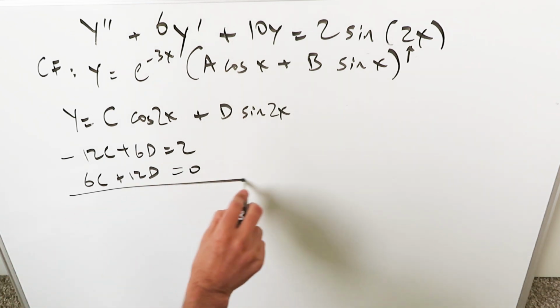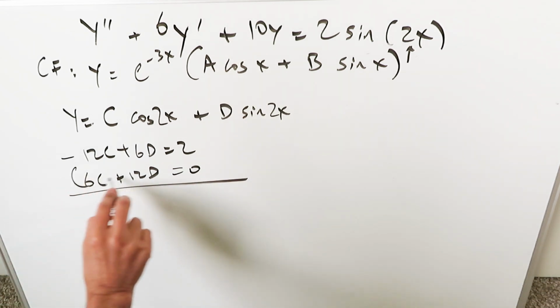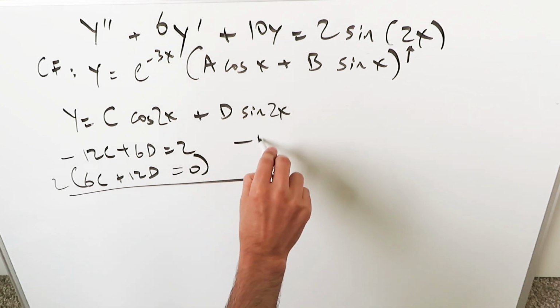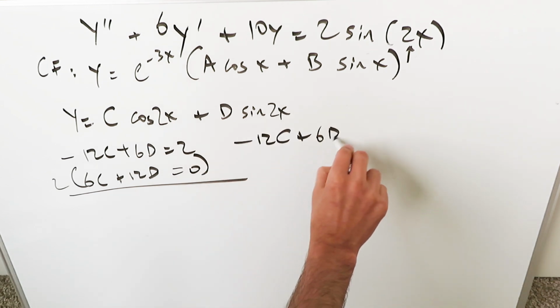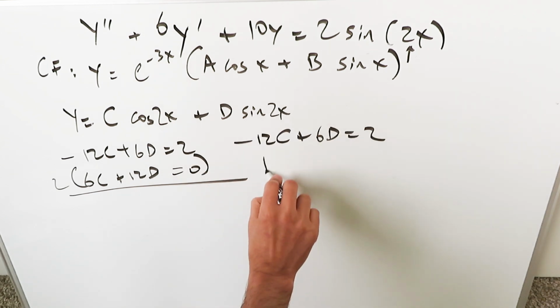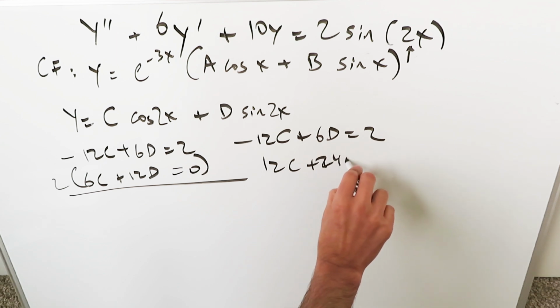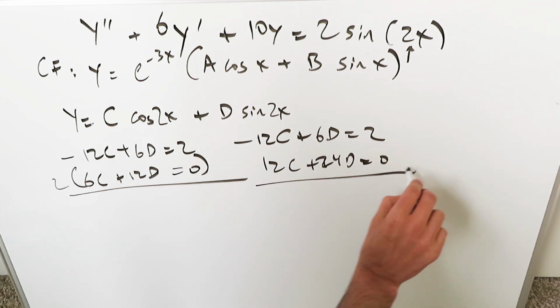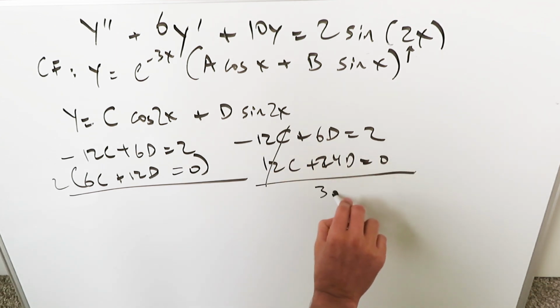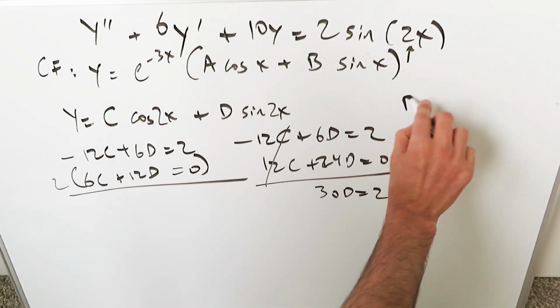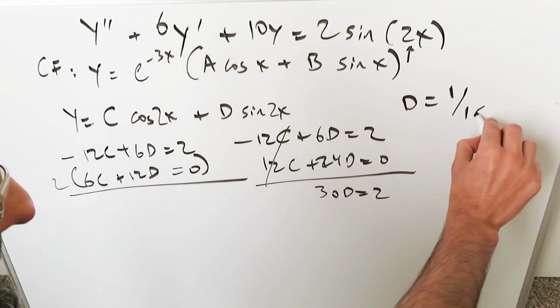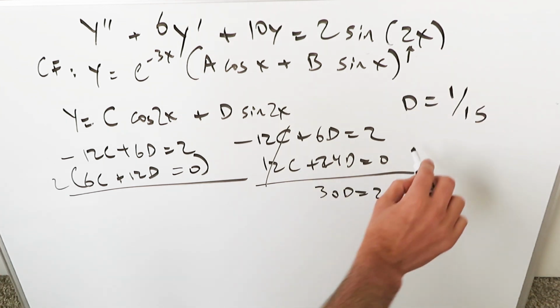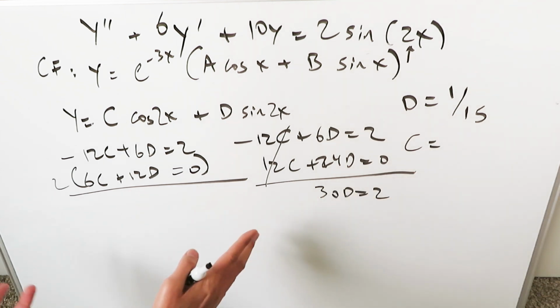We have to do our systems of linear equations. We'll multiply this by 2. I will have here minus 12c plus 6d is equal to 2. Then I have here a 12c plus 24d is equal to 0. I'll add these up. These cancel out. I have a 30d is equal to 2, and d is equal to 1 over 15, which is 2 over 30. C is equal to, well, plug away.